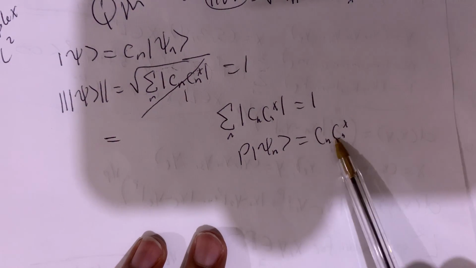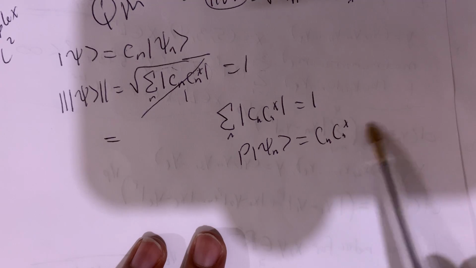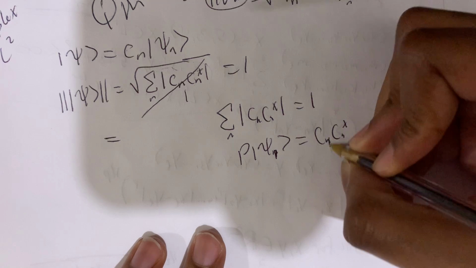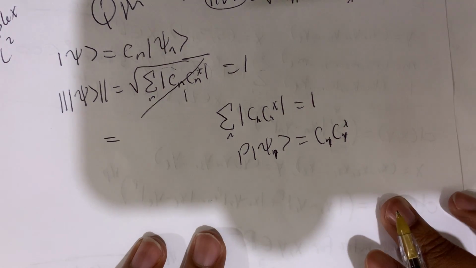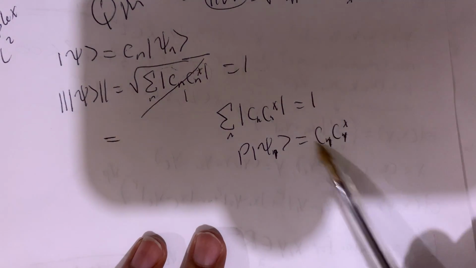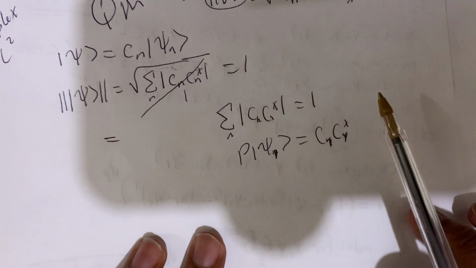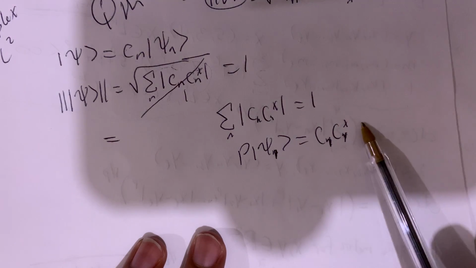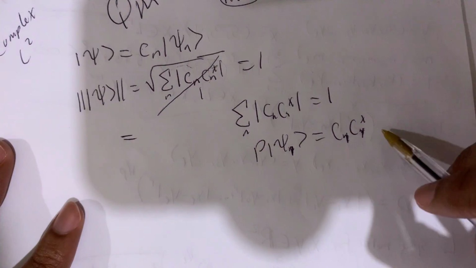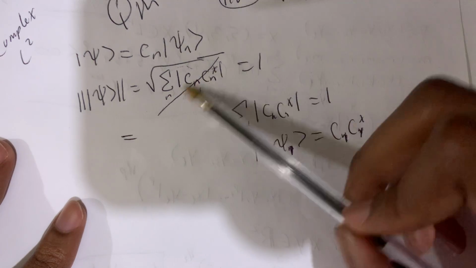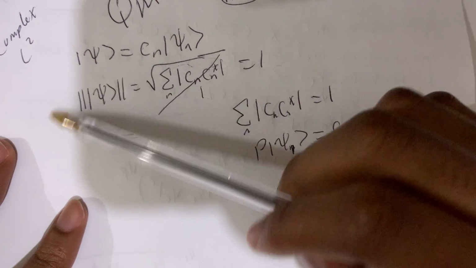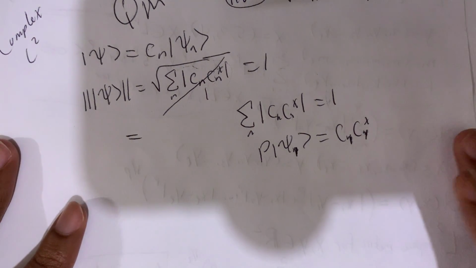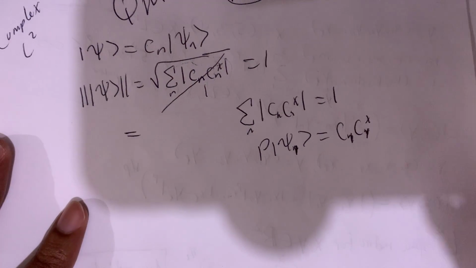So it makes intuitive sense that if we add up all of these for every particular value, it should be 1. There should be a 100% probability of getting some value. So that's why it has to be 1, and this implies that the norm of our vector is going to be 1. So that's an application of the complex L2 space in quantum mechanics.